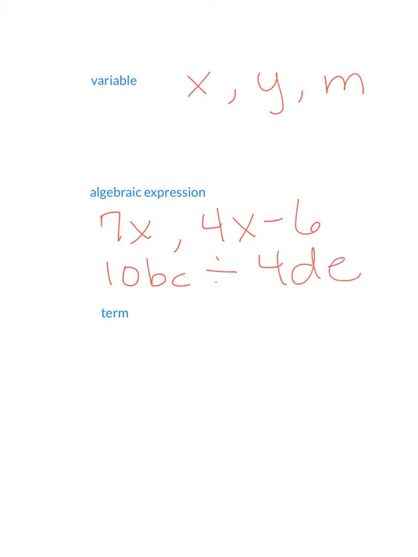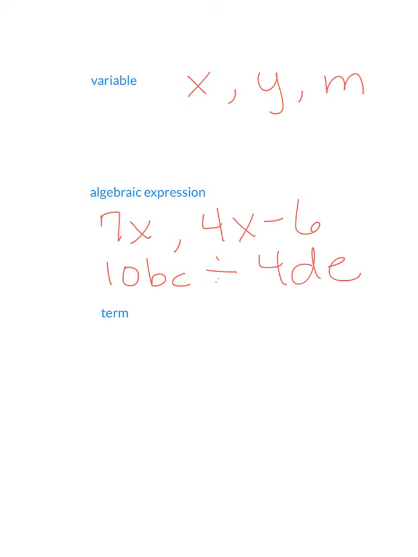So for example, 7x is an algebraic expression. 4x minus 6, even though there's a subtraction symbol in there, is still an algebraic expression. I could even have something a little bit more involved, such as 10bc divided by 4de. The biggest misconception about an algebraic expression is that it has an equal sign, but that's not true. An equation has an equal sign.